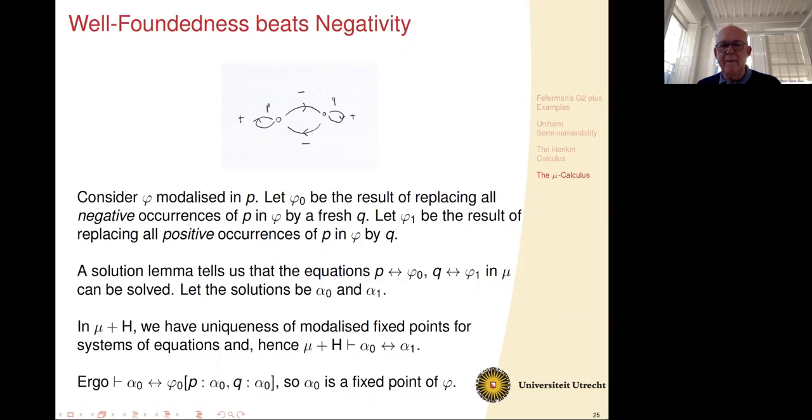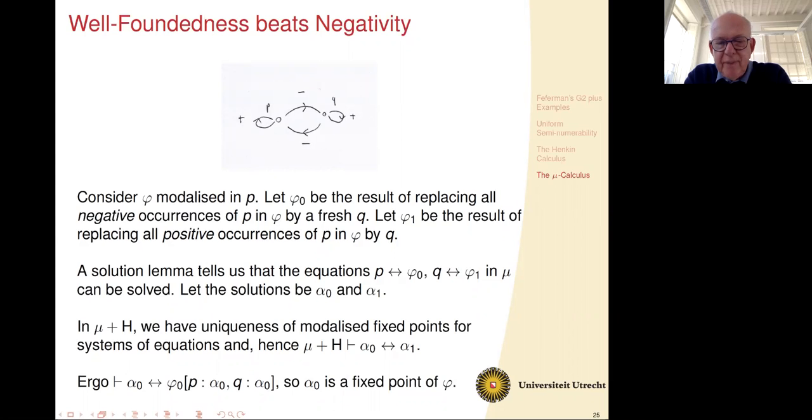Now look at the equations P if and only if phi 0 and Q if and only if phi 1. So this can be solved in the mu calculus because the graph that I show you is the graph of the pair of equations, and you see that it satisfies the cycle condition, right? Every cycle has an even number of minuses, so we can solve this. Now let the solutions be alpha 0 and alpha 1, but in mu plus h we can verify Löb's rule. And so from that we have the uniqueness of the modalized fixed points. So in mu plus h, the two fixed points are the same.